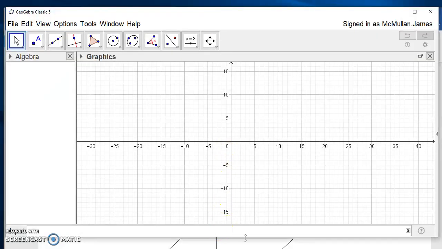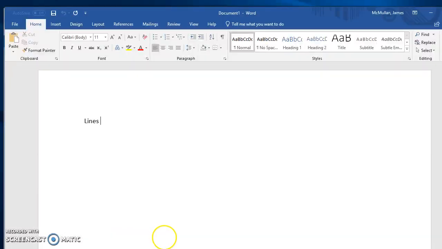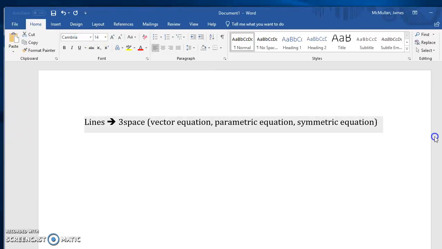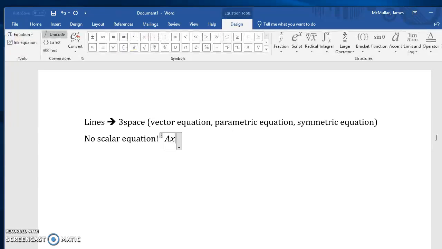Now, you would have noticed when we were talking about lines, in three space at least, we had a vector equation, we had a parametric equation, and we had a symmetric equation. And what you would have noticed is that the difference between that and two space is that there was no scalar equation. And you may have wondered to yourself, like, what happens if you do ax plus by plus cz plus d equals 0, right?